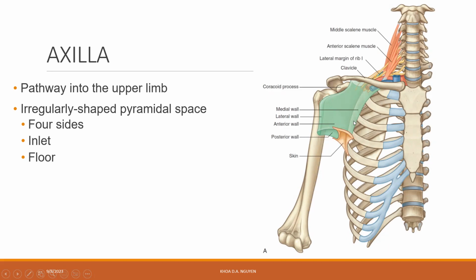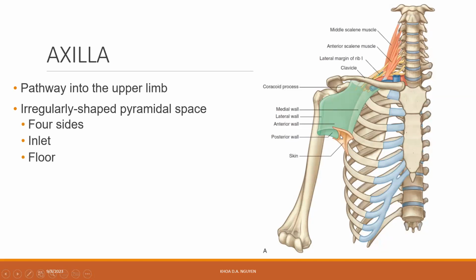And the axilla is way more than just your axillary skin fold, which is right here. The axilla, in fact, is this irregularly shaped pyramidal space that looks like this. And it will have four sides: the medial wall, the lateral wall, the anterior wall, and the posterior wall that's posterior to this. And then it will also have an inlet that is up here and a floor that is right here.